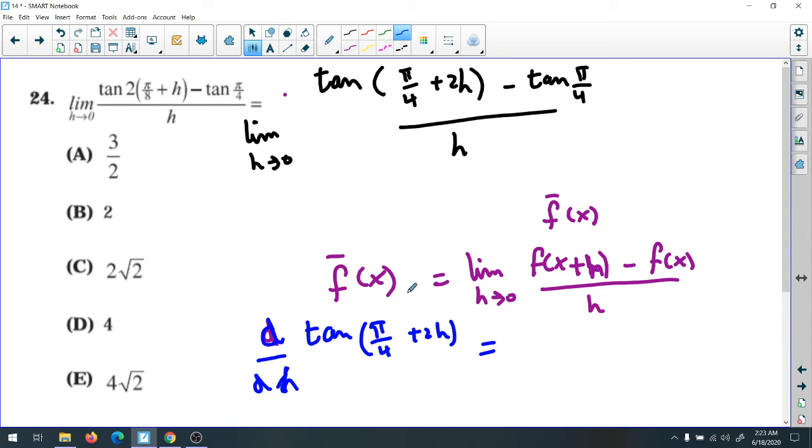The derivative of tangent is secant squared, so it will be secant of pi over 4 plus 2h, all of that squared. You could write the square over here or there, I don't want to confuse you. Times the derivative of the inside function: the derivative of the number pi over 4 is 0, and the derivative of 2h is 2. So it will be 2 over here.